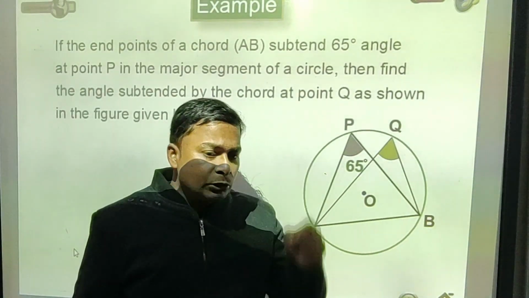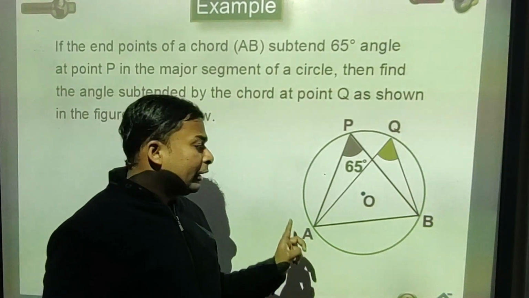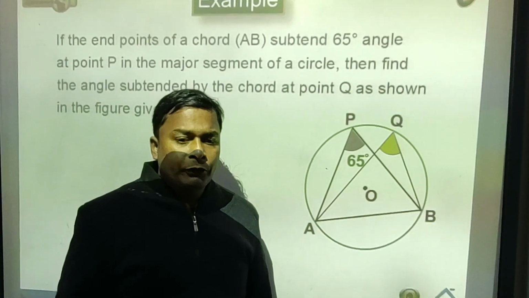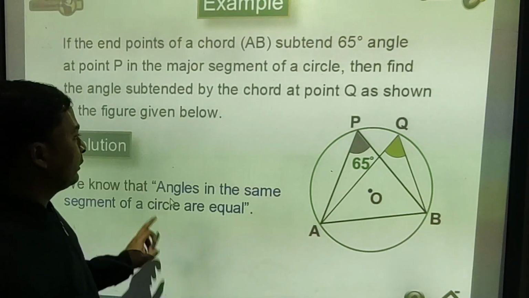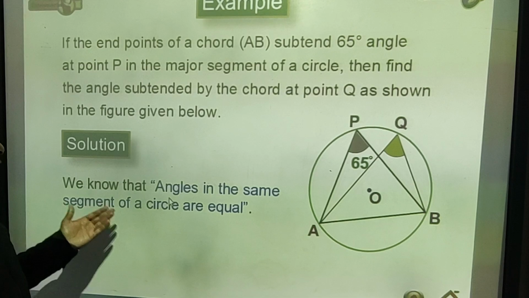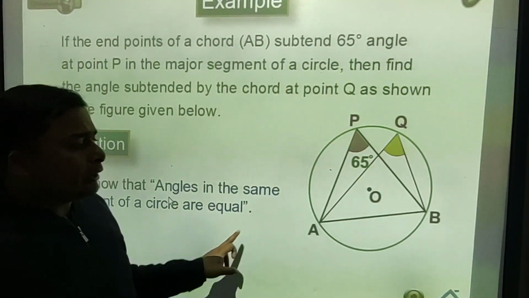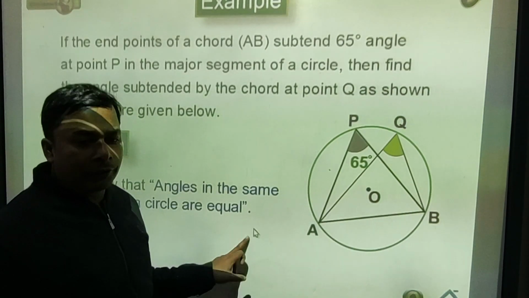I would like to add one more question over here. What will be the value of angle AOB? 130. Very good. Because it's 2 times. You can see that we know that the angles in the same segment are equal. That's why the angle AQB will be 65 degree.